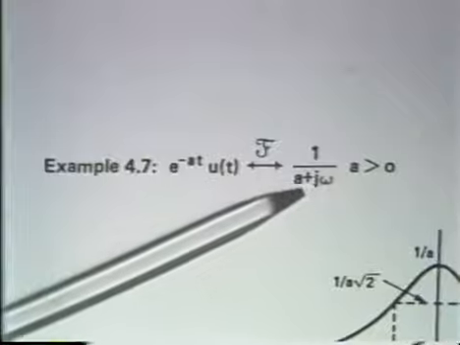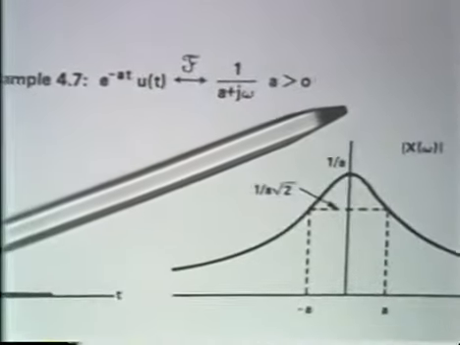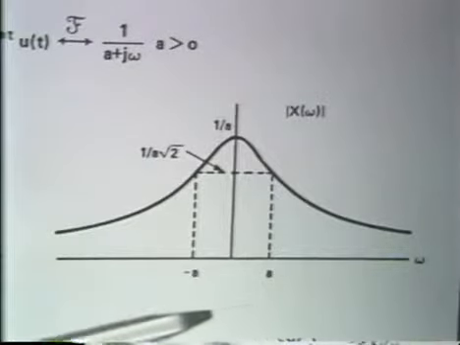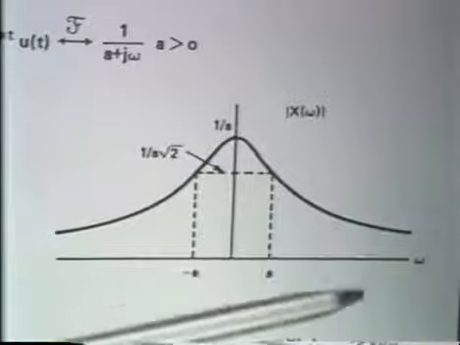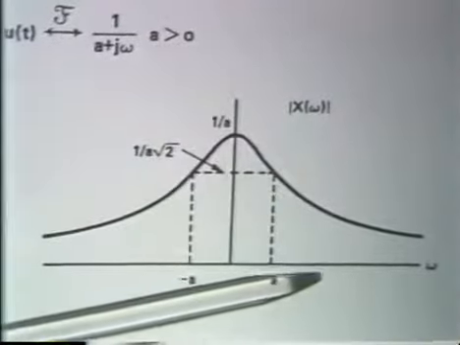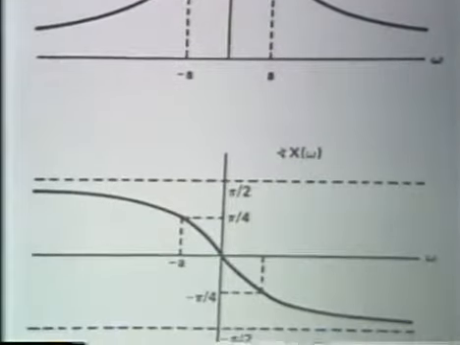And I illustrated the magnitude and angle, and what we see is that e to the minus at is a real time function. Therefore, its magnitude should be an even function of frequency, and indeed it is. And its phase angle, shown below, is an odd function of frequency.